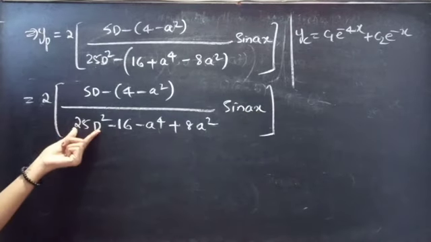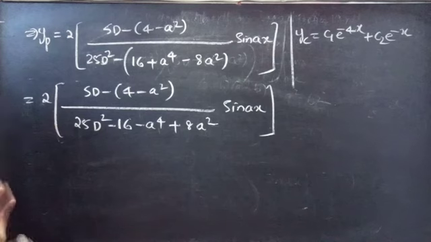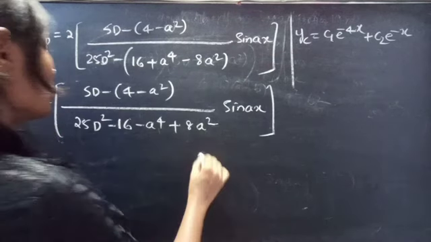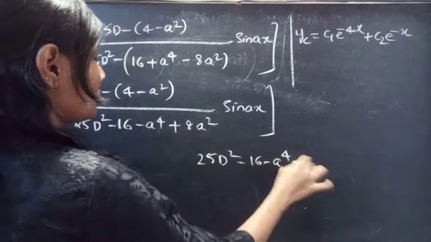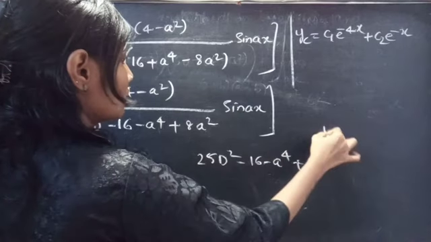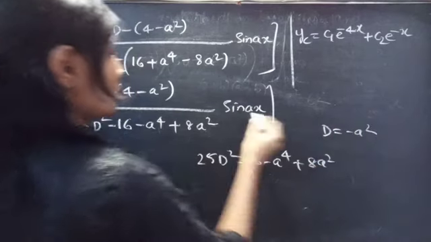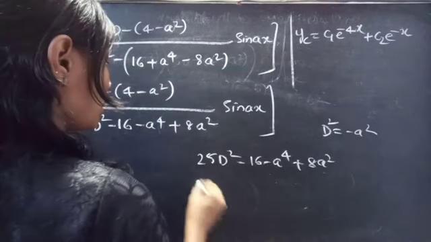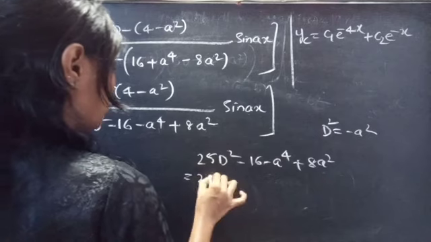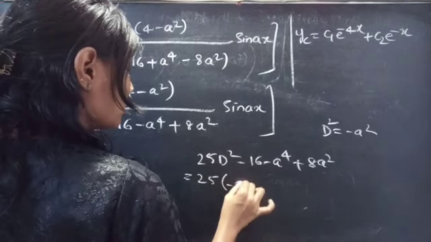Again, d square appears in the denominator. We have to remember that the denominator must be non-zero. Take the denominator part and replace d square by minus a square. See, you're having a, right? So we'll replace d square by minus a square and see what happens to the denominator part.